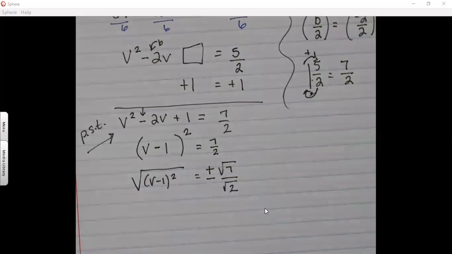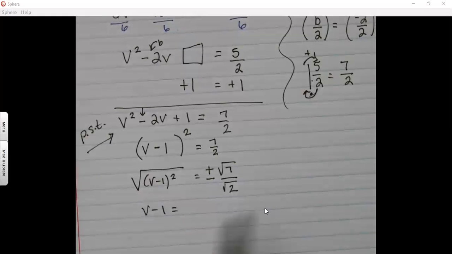I'll get to it. On the left side, what is the square root of v minus 1 quantity squared? Just v minus 1. Taking the square root of something that's being squared is an inverse operation. It undoes itself. So basically, that gets rid of the exponent, the parentheses, and the radical sign. Just leaves you with v minus 1. Equals positive or negative. Okay, is 7 a perfect square? Does it have any perfect square factors other than 1? Is 2 a perfect square? Does it have any perfect square factors other than 1? This is what did not happen in our notes, but you need to know how to do it anyway.